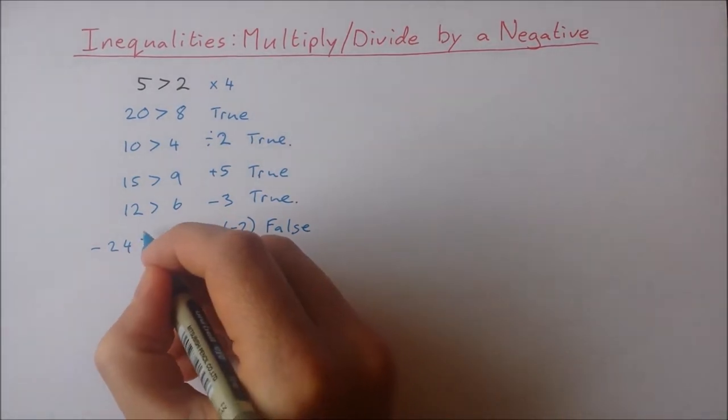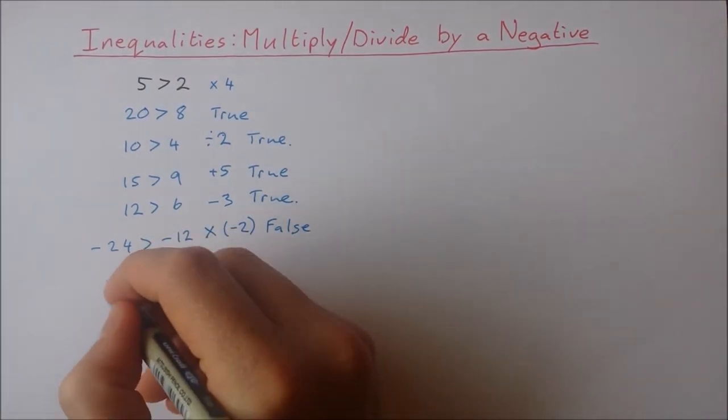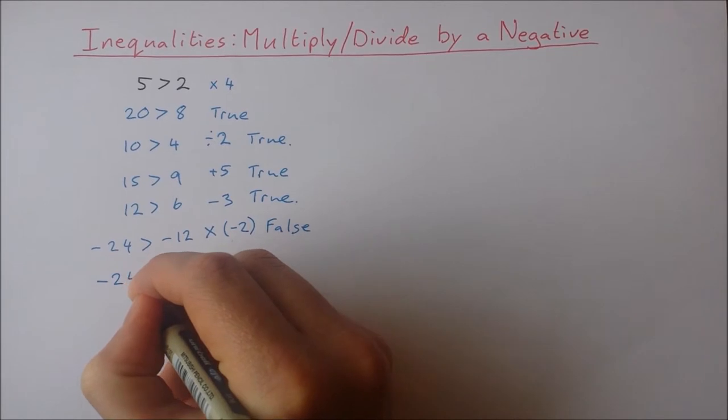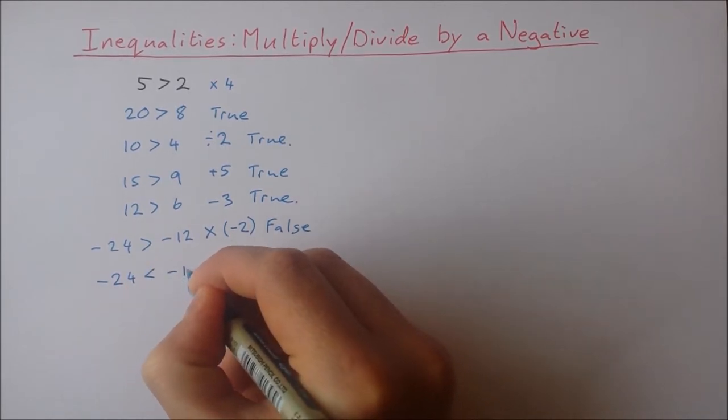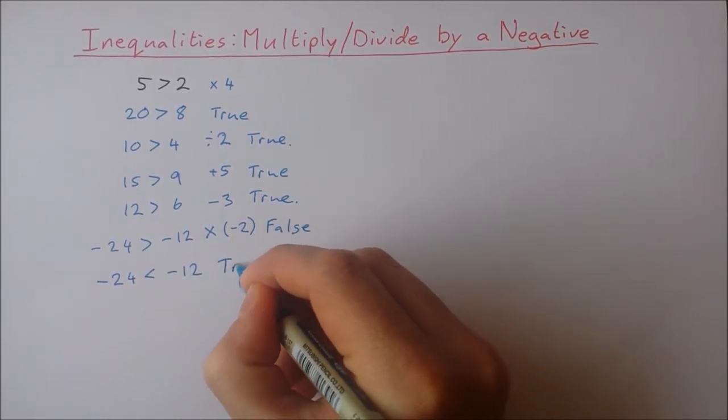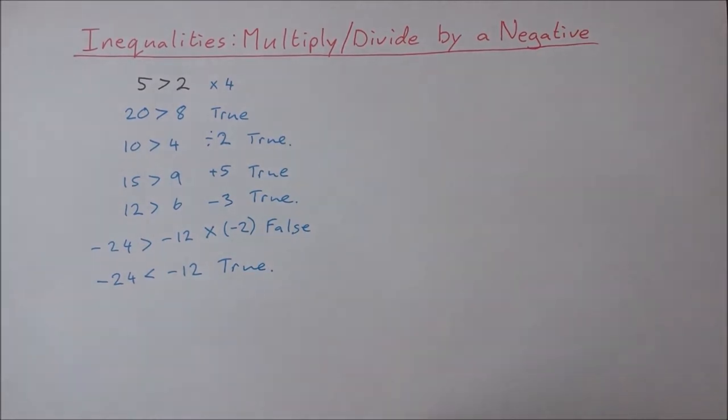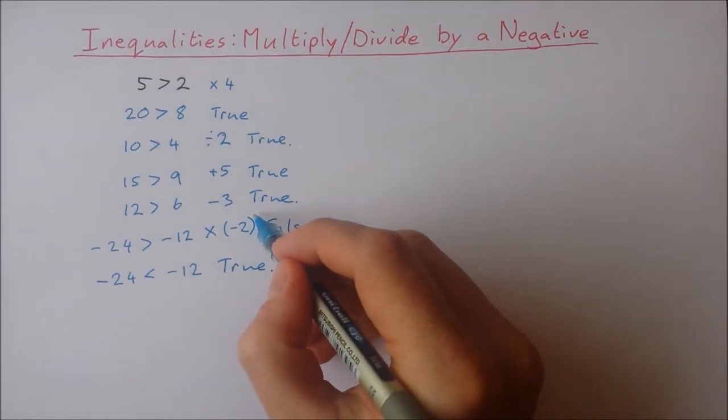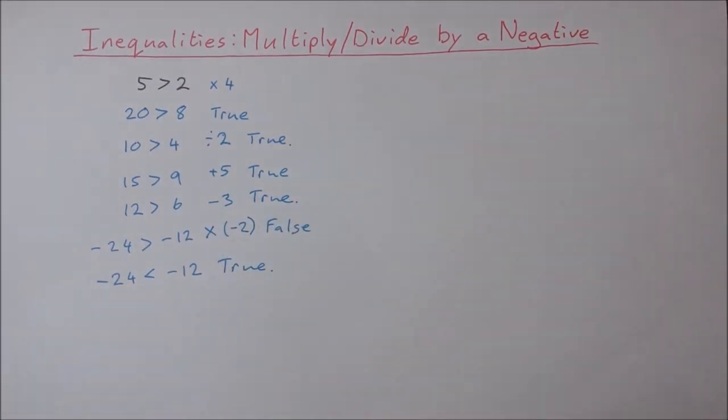So we need to change the direction of this sign to make it true. Minus 24 is less than minus 12. Now it's true. So this example here shows when we multiply by a negative number, we need to change the direction of the inequality sign.